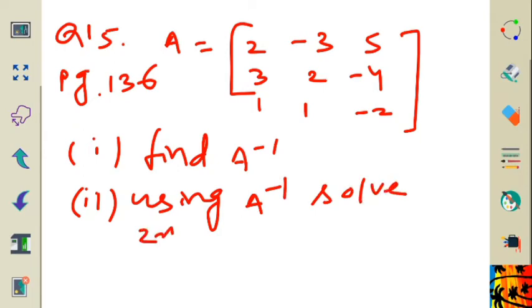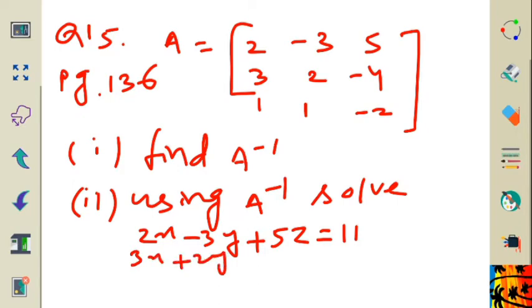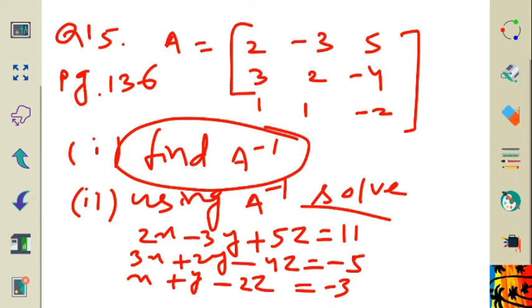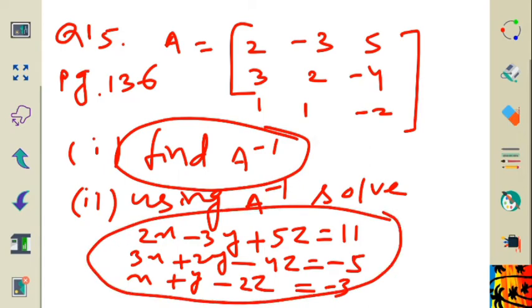The system of equation is 2x minus 3y plus 5z equals 11, and 3x plus 2y minus 4z equals minus 5, and here x plus y minus 2z is equal to minus 3, right? So I have to solve this. So my first job is to find A inverse, then I will proceed for solution of this equation. So let us begin, right?